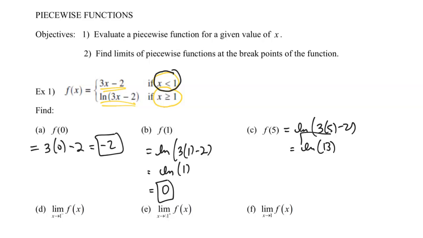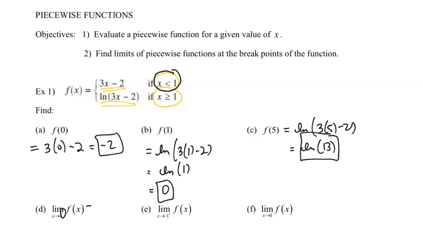Okay, now we also want to be able to figure out what limits are in regards to piecewise functions. And so for letter D, this says the limit as x approaches 1 from the left. How I want you to think about that is numbers smaller than 1. Think about a number line. The left of 1, and the reason I know it's left is because of this superscript minus sign here. 1 from the left means numbers smaller than 1.